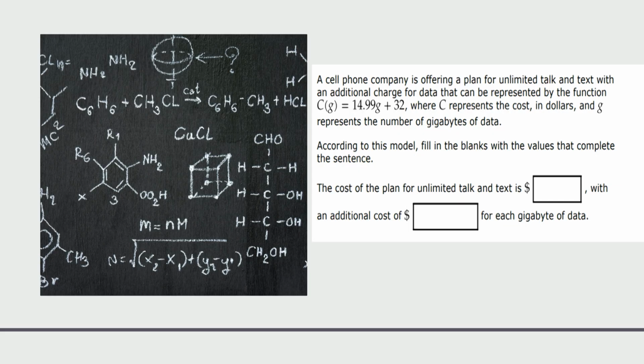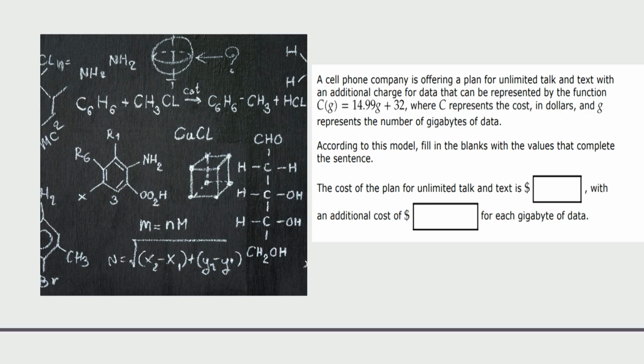Cell phones. A cell phone company is offering a plan for unlimited talk and text with an additional charge for data that can be represented by the function C of G equals 14.99 G plus 32, where C represents the cost in dollars and G represents the number of gigabytes of data. According to this model, fill in the blank with the values that complete the sentence. The cost of the plan for unlimited talk and text is what?